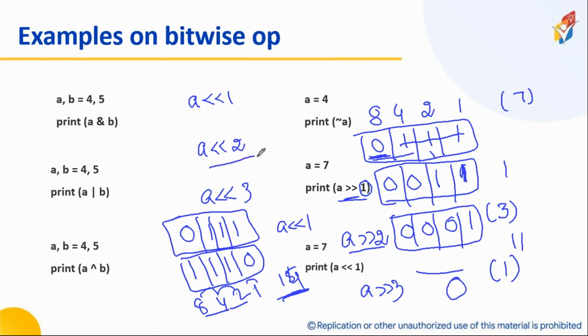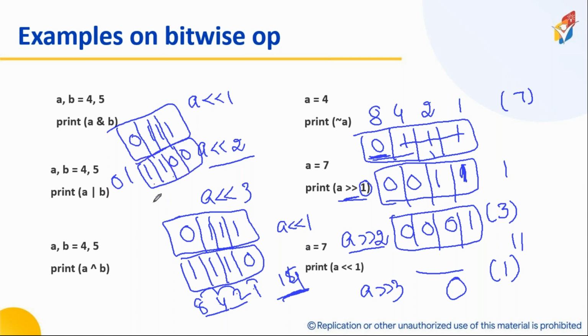Now, shall we go for A left shift of 2? Can you please tell me 0, 1, 1? What will happen? I should shift these 2 bits to outside. Now, these 2 ones will come here. These 2 zeros will be added. So, 1, 1, 0. The answer is 8 plus 4 is 12. Is it okay?